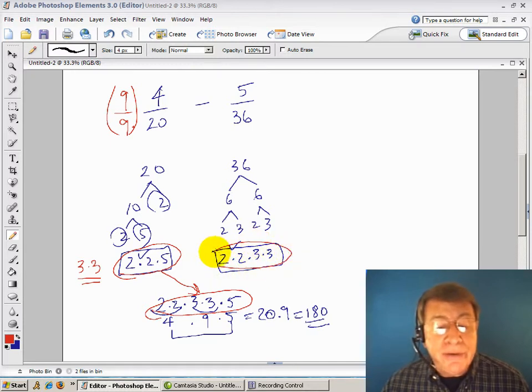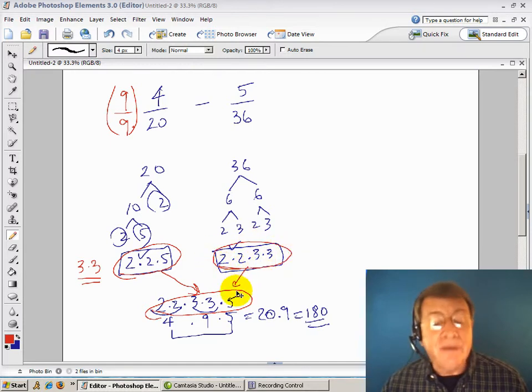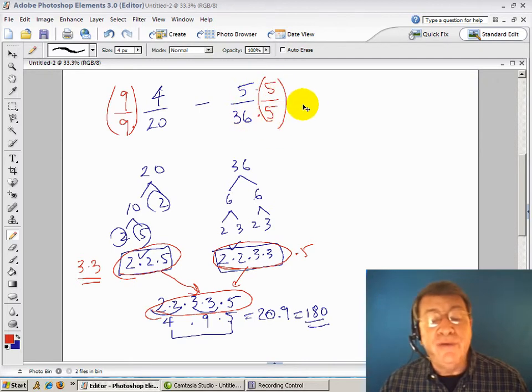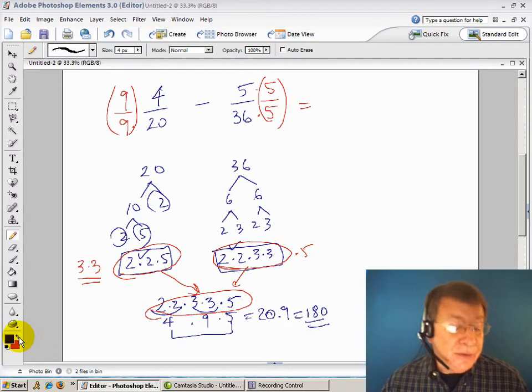Now let's try with 36. How can I make it look like 180? Well, I have 2 2s to start. I end with 2 2s. I don't need any more. I have 2 3s to start. I end with 2 3s. I don't need any more. Here I have no 5s, and yet I picked up a 5 along the way, so I'm missing a 5. So if I multiply this 36 by 5, then I should have exactly 180, and I'll let you work that. But if I do it to the bottom, I must also do it to the top to preserve the value of 5 over 36. Let's go back to blue.